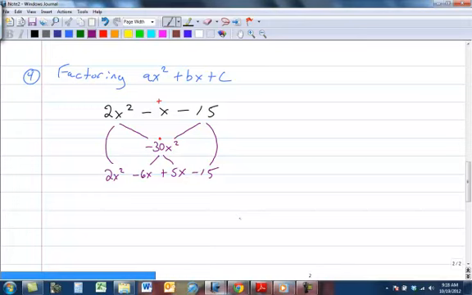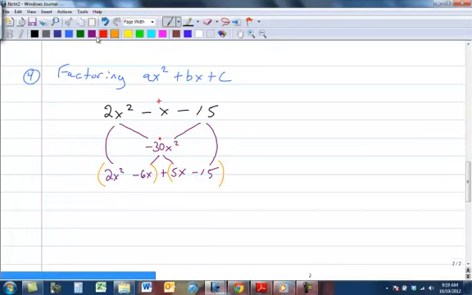Alright, so then you're going to make two groups of two. Two groups of two. So I'm going to put parentheses around the first two terms. Now in this case it doesn't matter, but make sure this is a plus. So if this is minus, you do plus and negative. Make sure that the plus is between them. Two groups of two terms.